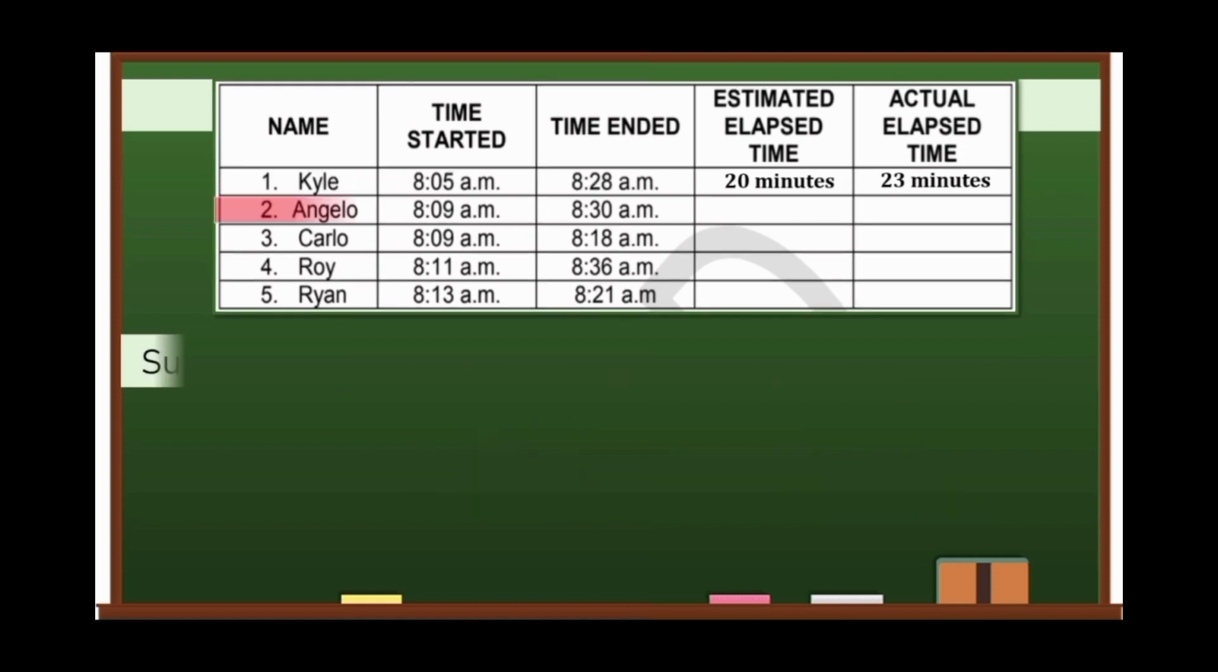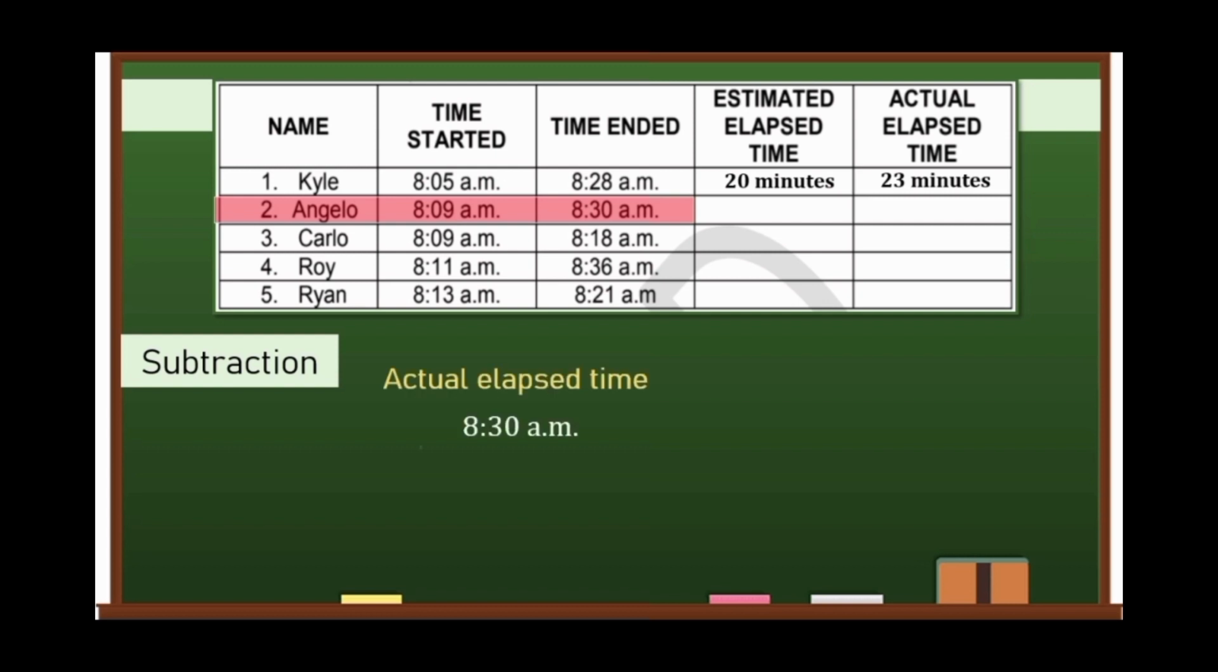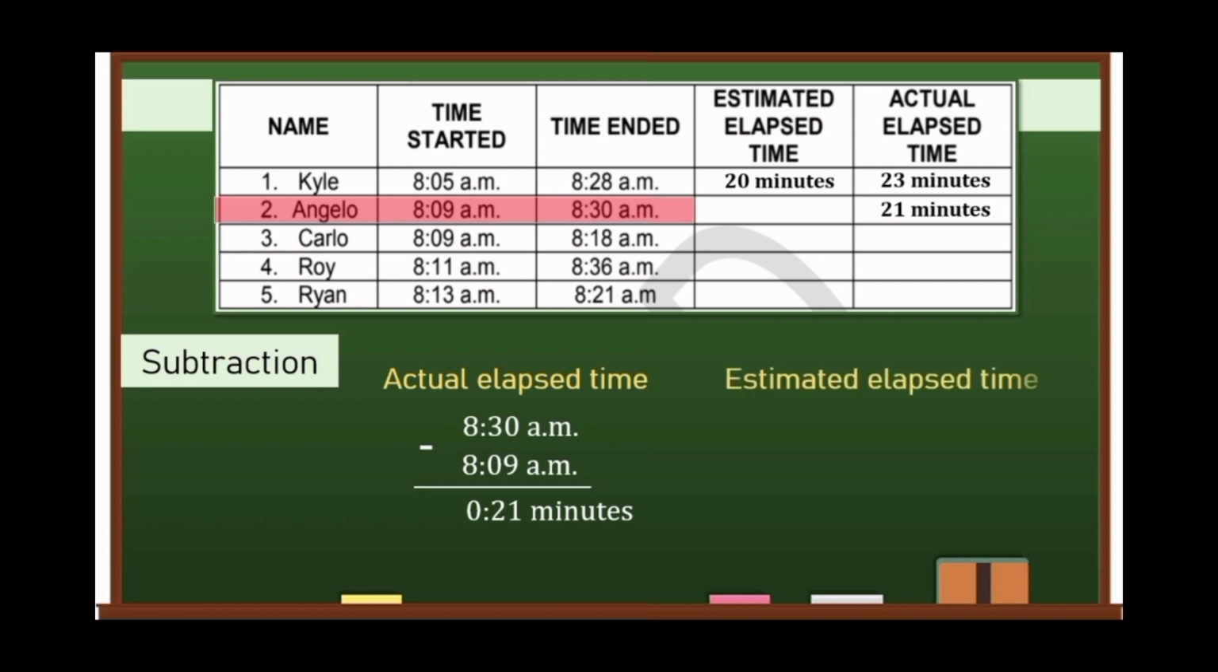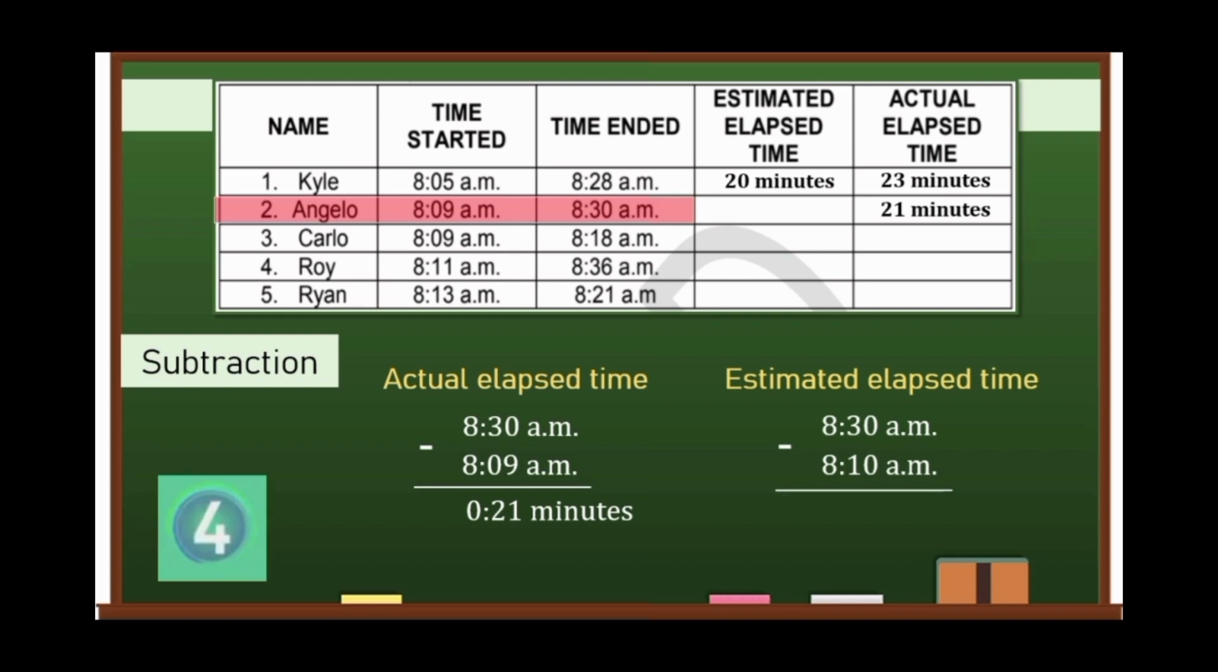Let's now move to Angelo. For his actual elapsed time, we have 8:30 a.m. minus 8:09 a.m. The answer is 21 minutes. Now estimate the given time. The answer for the estimated elapsed time of the given time is 8:30 a.m. minus 8:10 a.m. Now do the subtraction. The answer is 20 minutes.